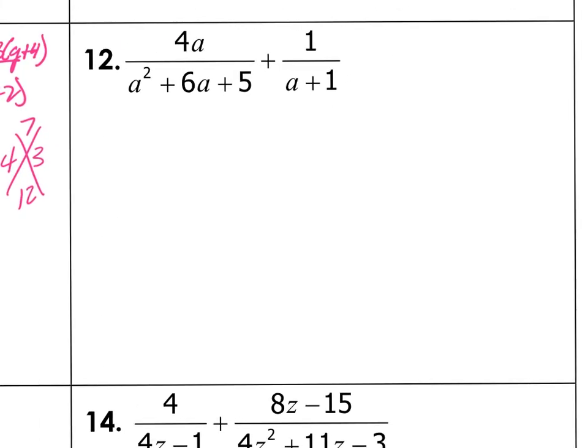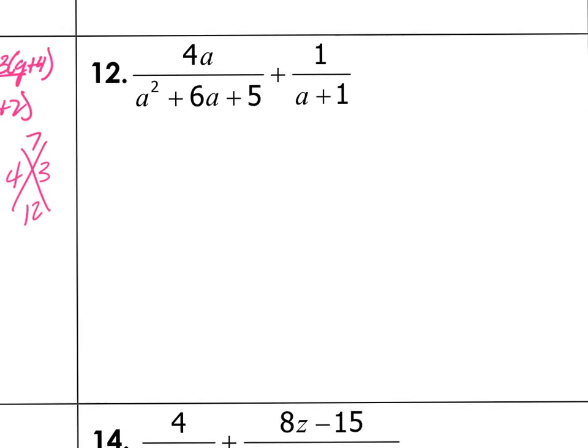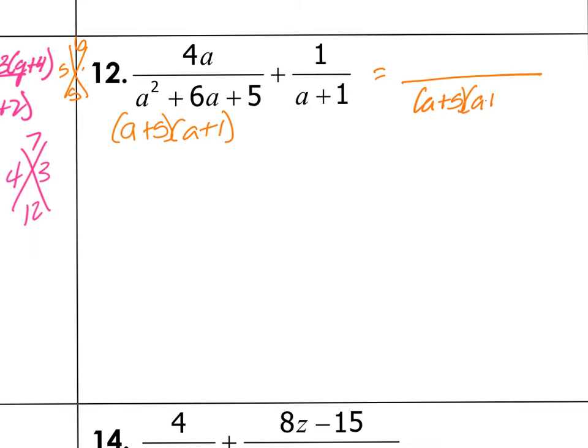Okay, next. Good job. So let's factor this. I need two numbers that multiply to be 5, add to be 6. Well, that's got to be 5 and 1. So I get a plus 5 times a plus 1. So my common denominator is going to be a plus 5 times a plus 1.